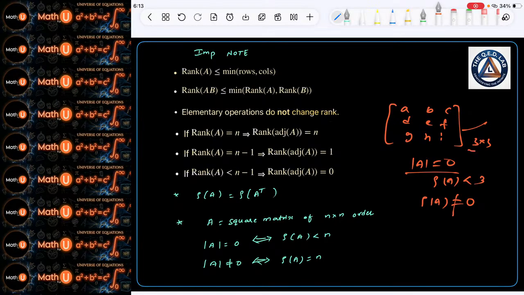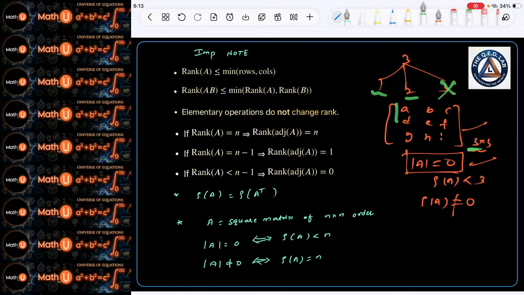What is the order of this matrix? 3. Then the possible ranks are 1, 2 or 3 only. You should remember. If determinant of A is equal to 0, then the rank is not equal to the order of the matrix, 3. Now we need to check whether the rank of that matrix is 1 or 2. How to check whether it is 1 or 2?